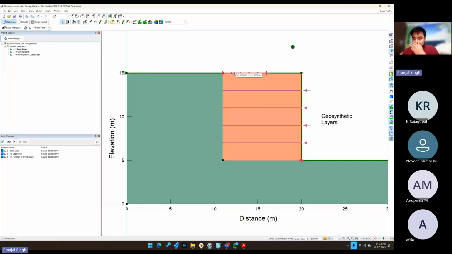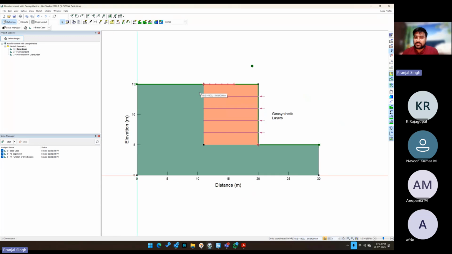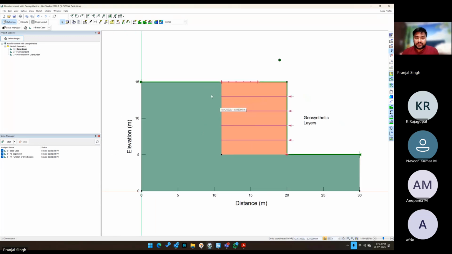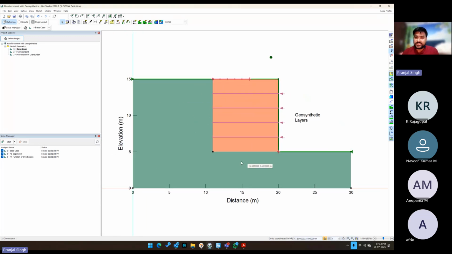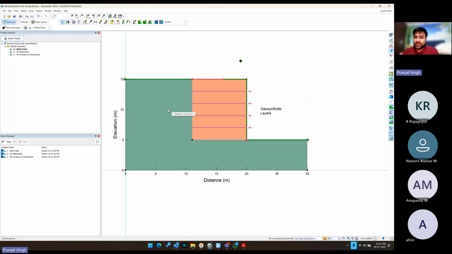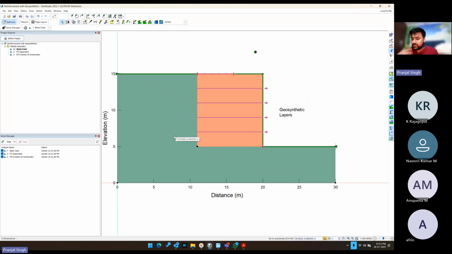So this is a typical example for the application of geosynthetics for the purpose of reinforcing the soil. You can see in front of you is a vertical wall. The green side is the original soil, or a soil which we have to support. So this structure can actually be used to support embankments for highways or for railways.